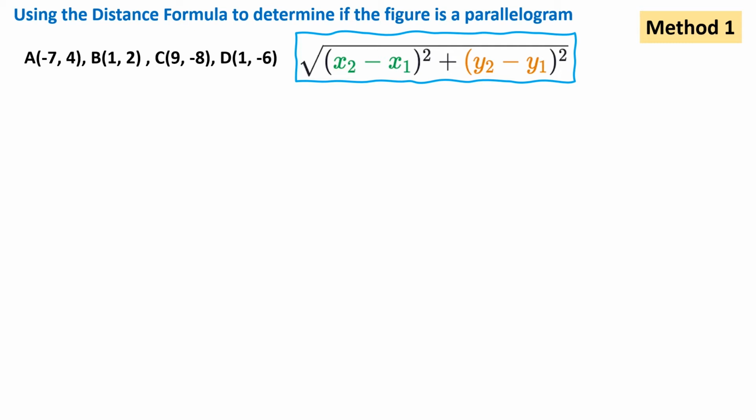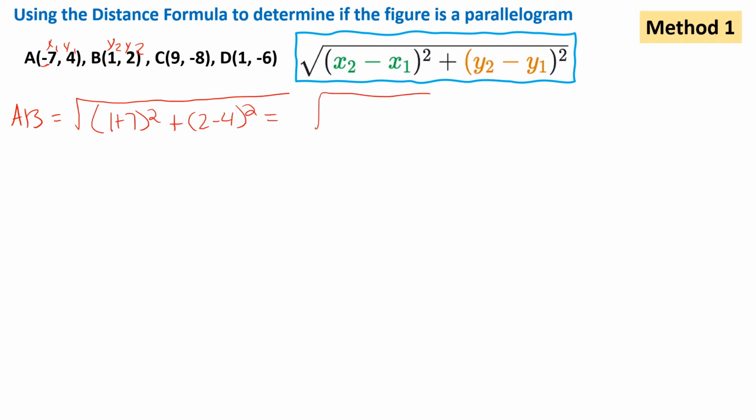So I'm going to find the length of each side. So AB would be first. If I label x1, y1, x2, y2, plugging that into the distance formula, I'm going to have 1 plus 7 squared, because I have minus a negative, so that would be a plus, and plus 2 minus 4 squared. Simplifying that, 1 plus 7 is 8. 8 squared will give me 64. 2 minus 4 is negative 2, but negative 2 squared will give me 4. And I'm left with the square root of 68.